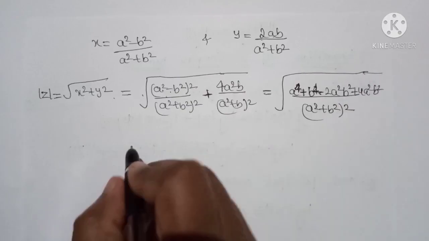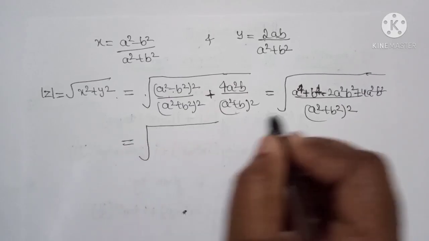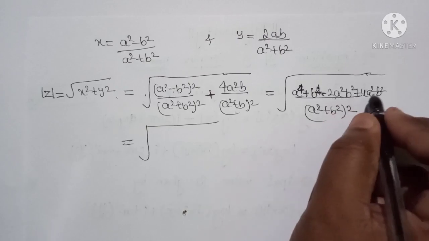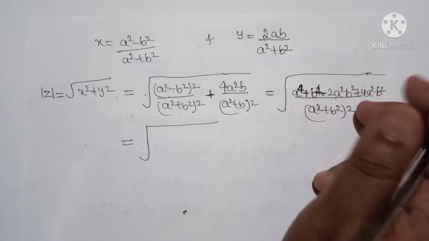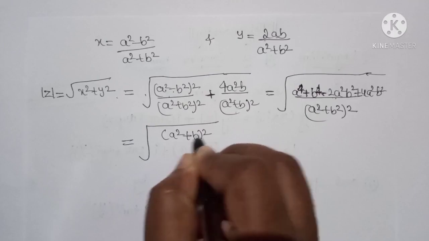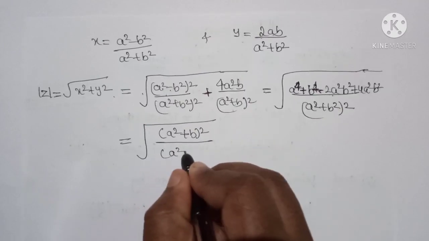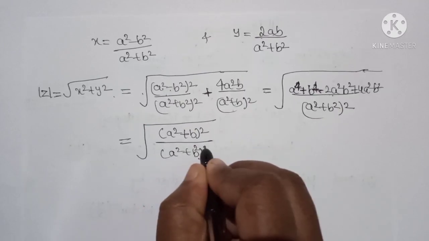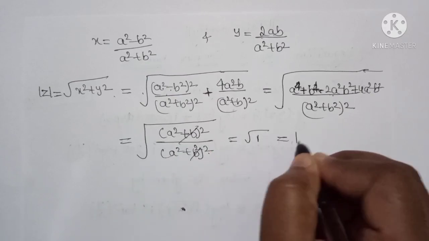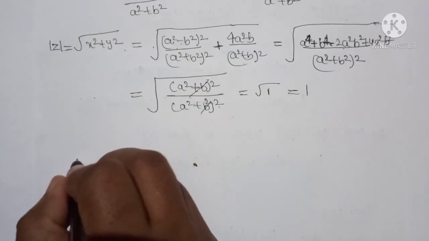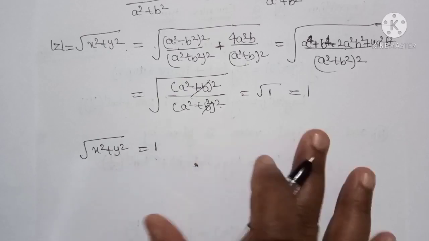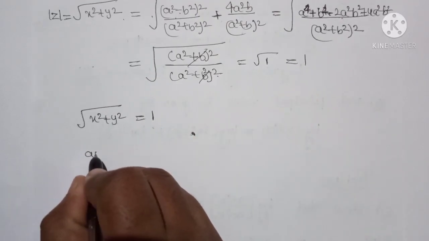Further simplifying this one, we get under root, here 4 minus 2, we get plus 2a square b square, which gives a plus b whole square formula. So the numerator becomes a plus b whole square, and the denominator is also a square plus b square formula. Cancelling these two, we get root 1, which is equal to 1. So remember that here x square plus y square value is equal to 1.